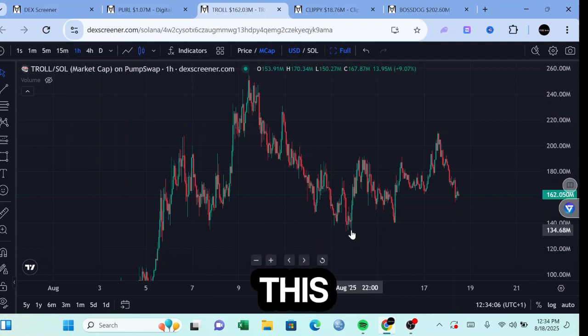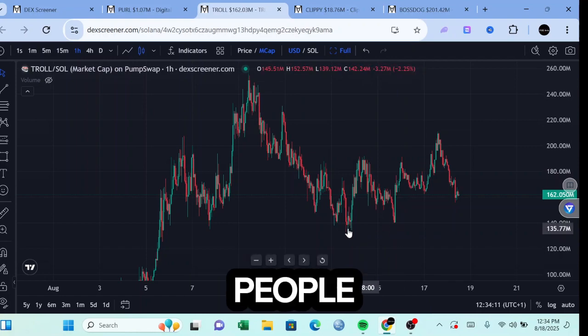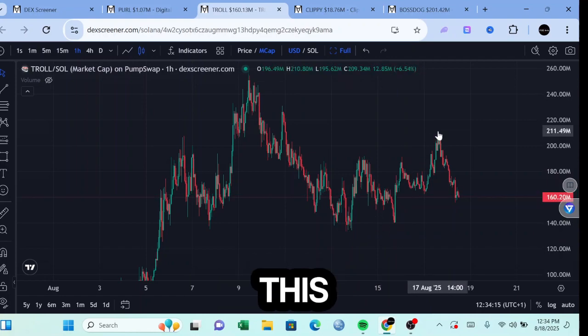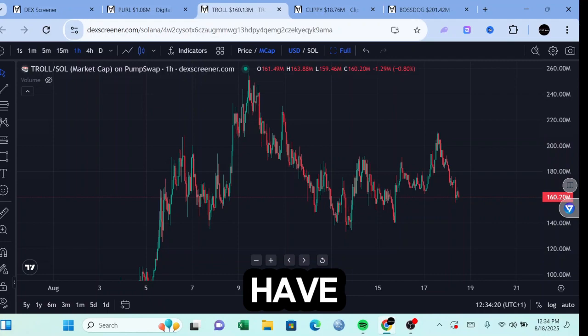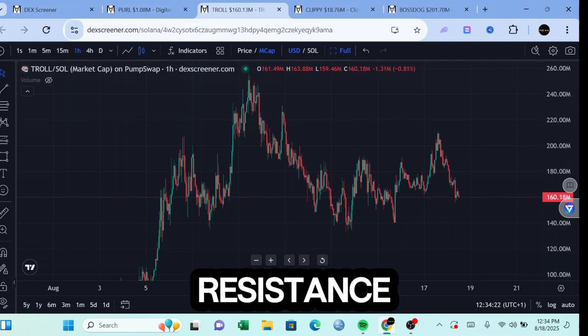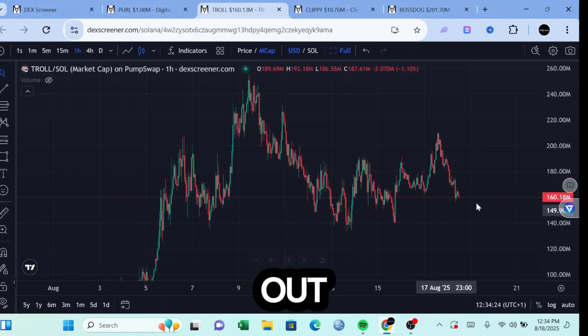For example, this was about a 100 million market cap. Look at this particular place. About this level, you can see that people bought in. And when you get to this level, about 200 million market cap, people take profit. These are the psychological round numbers people have assumed as support and resistance. You also mark them out for entry.